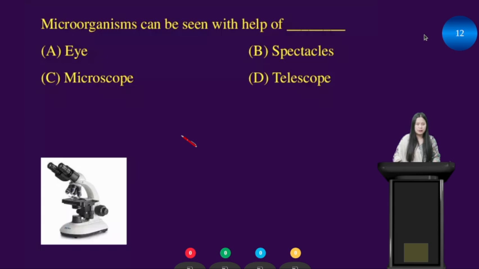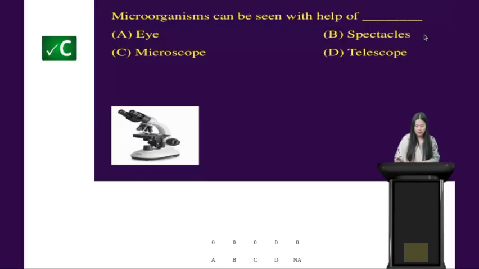Microorganisms can be seen with the help of eye, spectacles, microscope, telescope. So which of the following options is the correct answer? Alright students, your time is up. The correct answer for this question is option C, that is microscope. With the help of a microscope, we can see microorganisms. Good students.